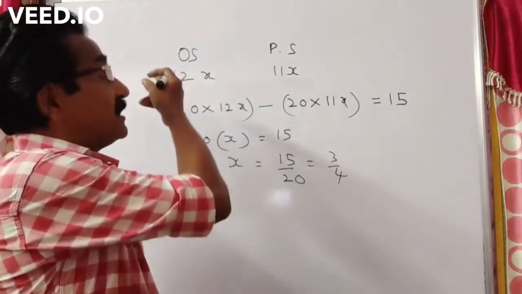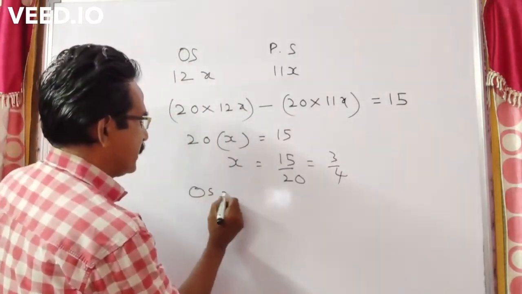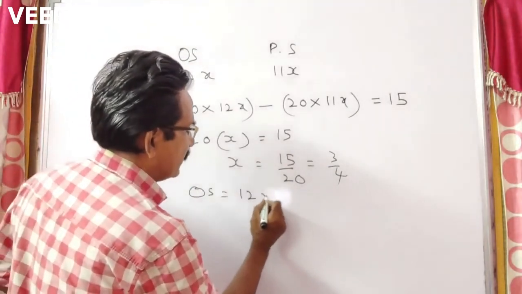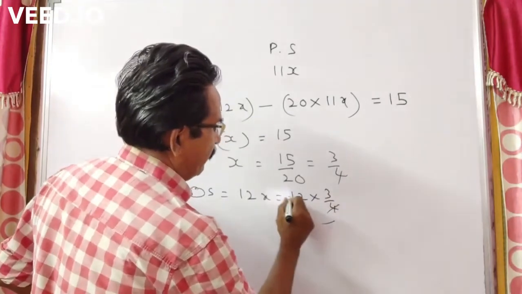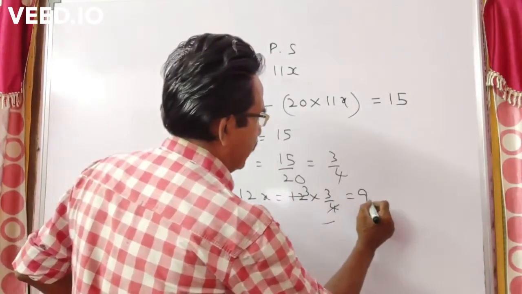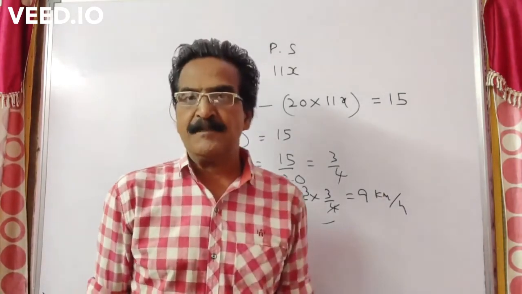Our original speed is 12x, that is equal to 12 into 3 by 4, which is equal to 9 km/h. So the original speed is 9 km/h.